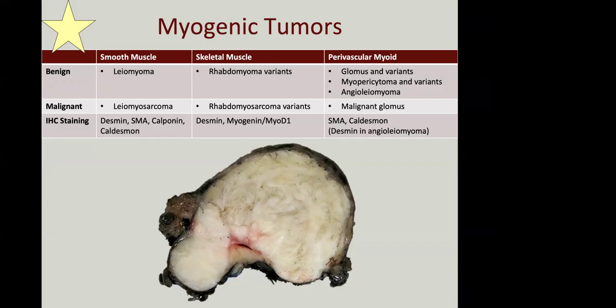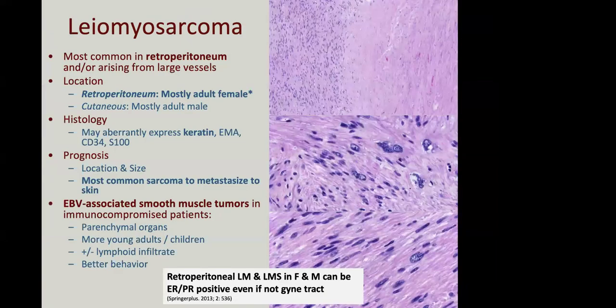Tumors of smooth muscle differentiation, of skeletal muscle differentiation, and of perivascular myoid differentiation. So let's start with leiomyosarcoma of the soft tissues. We are not dealing with that of the uterus, but we are dealing with the soft tissues.